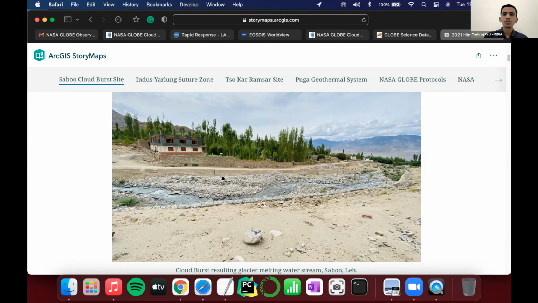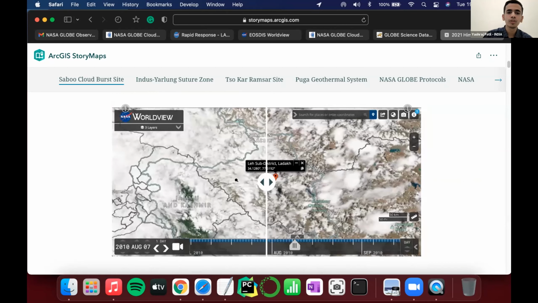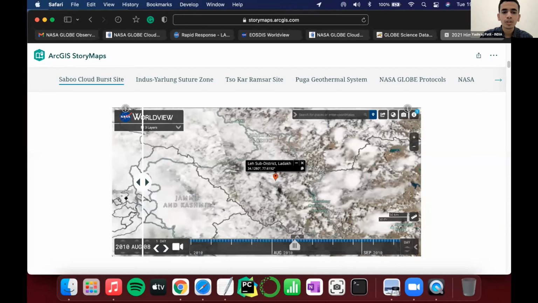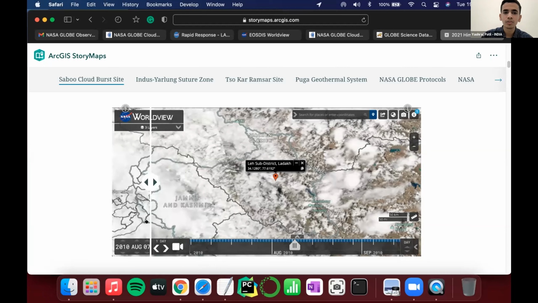But since 2010 up till now, even when we were visiting, we were looking at thunderstorms that were reaching this rain shadow region. So this is a concerning thing. I went to NASA Worldview and went back to August 7 and August 8 to compare how the cloud formation was over there. On August 8 the cloudburst happened at this site, but as you can see, the 7th of August image and the 8th of August image.